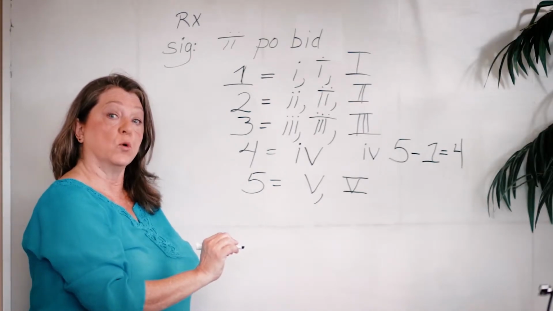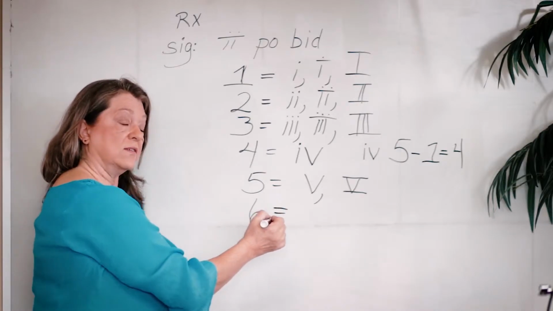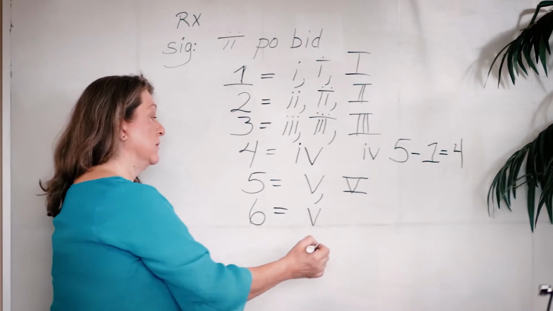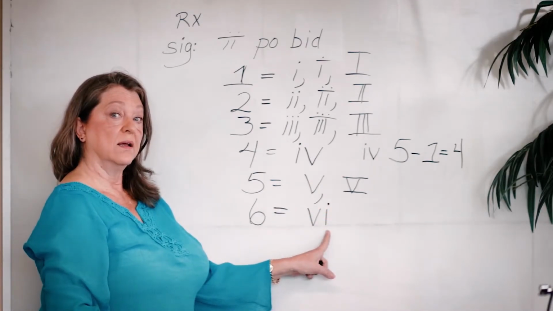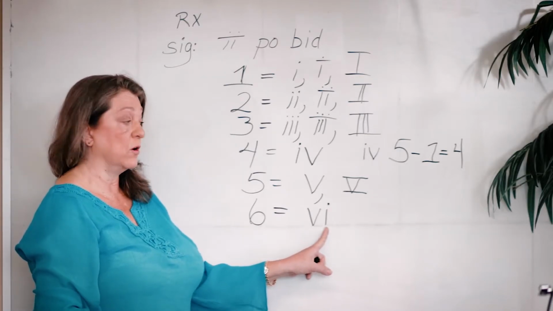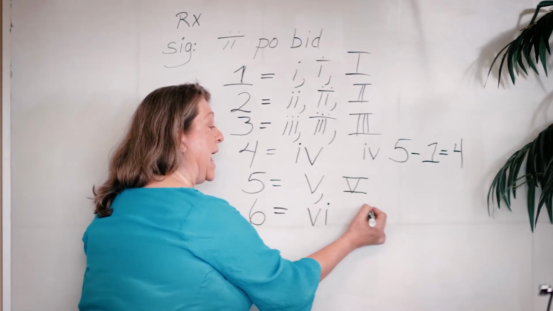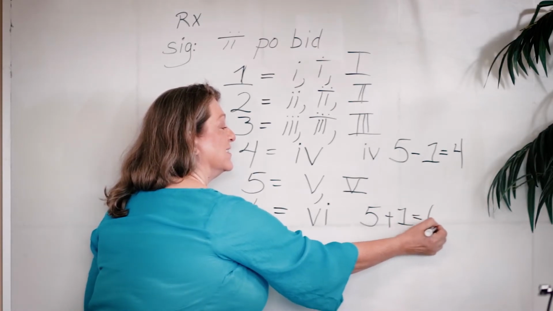Let's use that same rule with the number 6. The number 6 is represented as the V for 5 and the number 1. However, the number 1 in this case is placed after the larger number of 5, so we are going to add. 5 plus 1 equals 6.